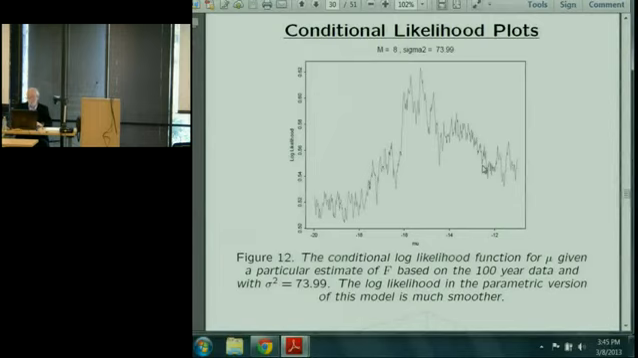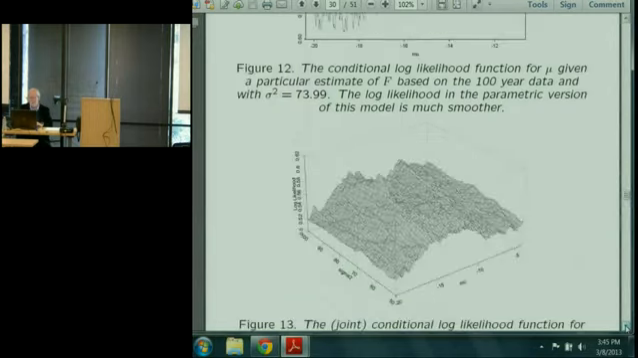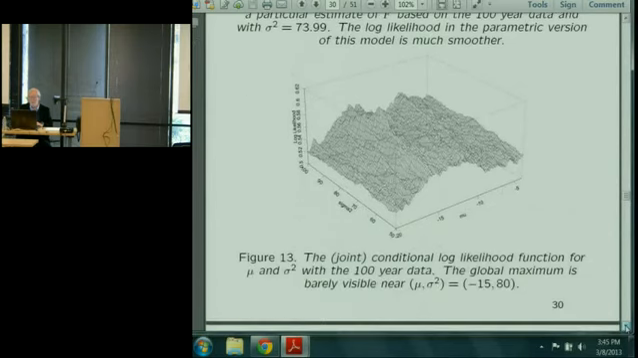But if you were using maximum likelihood in this model and used a naive method to try to figure out where the maximum was, you would be in serious trouble. If you try to do some kind of empirical Bayes thing with Bayesian nonparametric models, you'd be in really serious trouble. Moreover, the joint conditional log likelihood function for mu and sigma squared with the 100-year data looks like what you get by taking a piece of paper and crumpling it up and then a little bit uncrumpling it. It's the most amazing log likelihood function I've ever seen, conditional on the mu and the sigma squared.